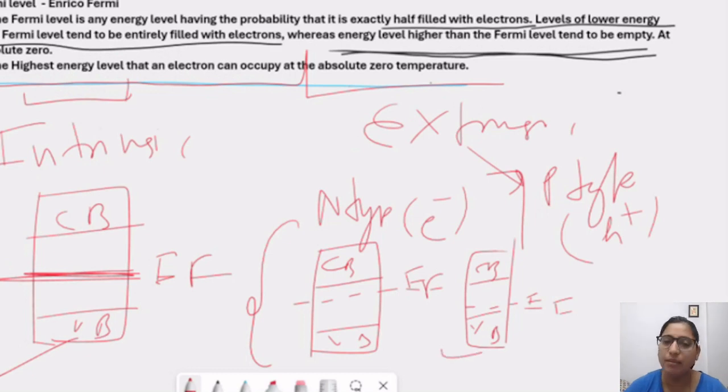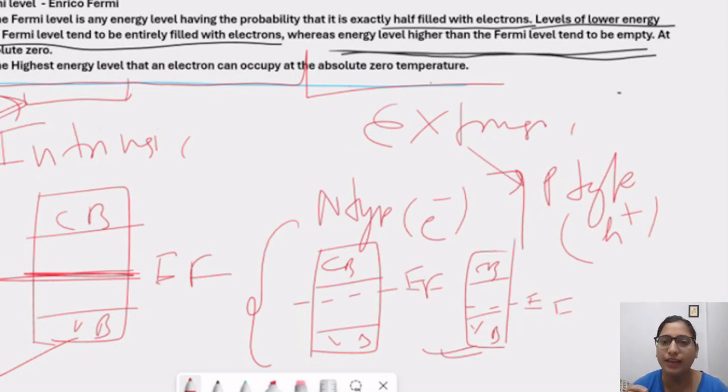The second one is our P type. In P type, what is happening? We are reducing the electrons here and increasing the empty spaces, which are holes. If we are reducing the electrons, the Fermi level will shift towards the valence band, and this is the condition which we call the P type semiconductor. As part of your examination, I think this is too much.